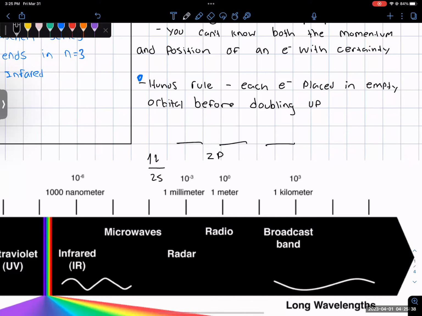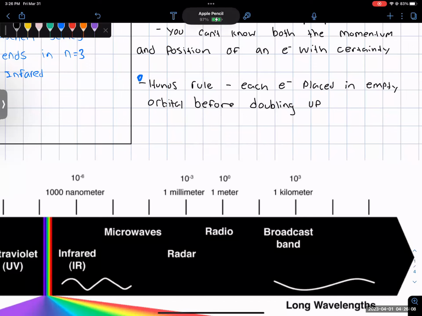You would fill a 2s first, and then you would fill this one, and then that one, and then that one. And if you have another electron, you double it up. You start doubling it up here, and then here, and then here. It also always has to be in that order from left to right. You can never hop around like this, or start from right to left. It's always left to right. Interesting stuff, huh?